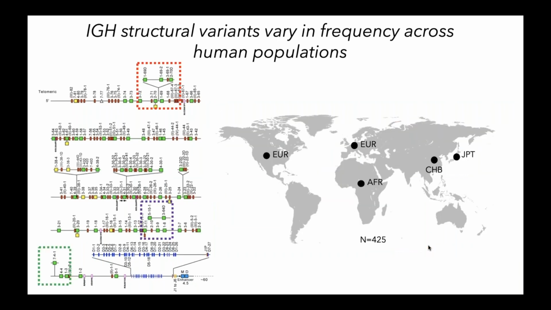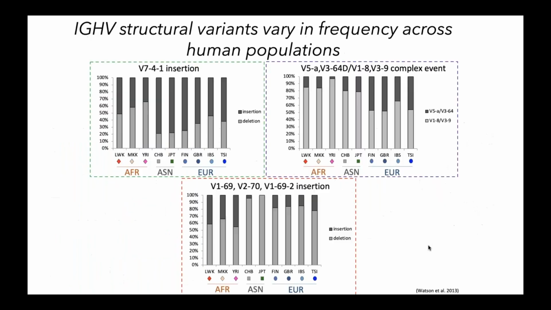So at the population level, we do know that the frequencies of some of these structural variants that have been interrogated so far are in fact variable. So this is just some data from several years ago looking at populations across the globe for 3 different structural variants. And we see at all 3 of these that in fact there is population level variation.